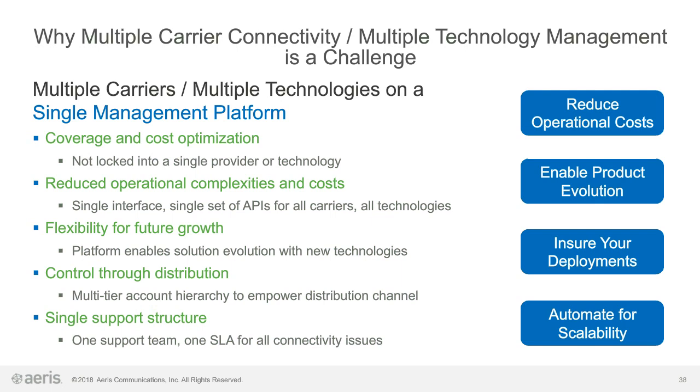This also enables more rapid product evolution because you are not stuck to the processes of a single technology. You have insurance that you can expand beyond just what you're doing today in a way that's more scalable. Again, single set of processes, single set of APIs, that single interface allows you to layer on new carriers, layer on new technologies on the back end of that platform so that you have no changes to your business in terms of how you manage those connections. You can just focus on providing value to your customers and scaling successfully.